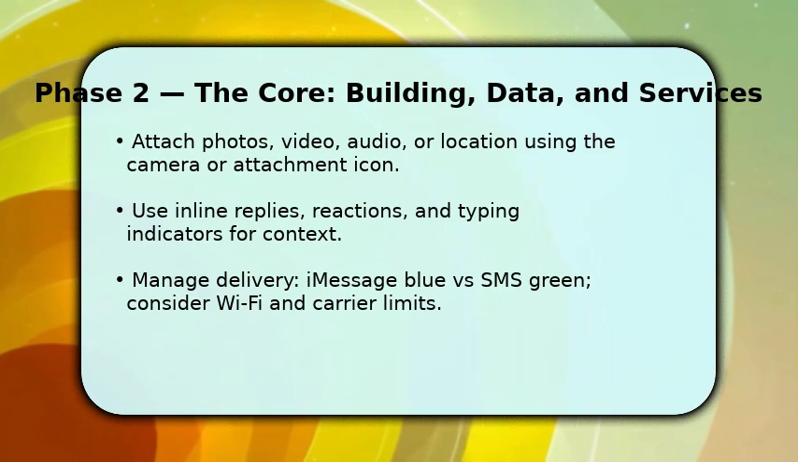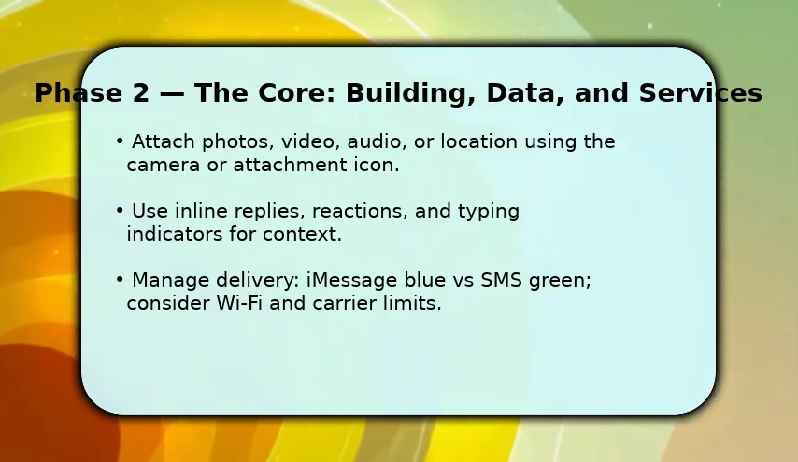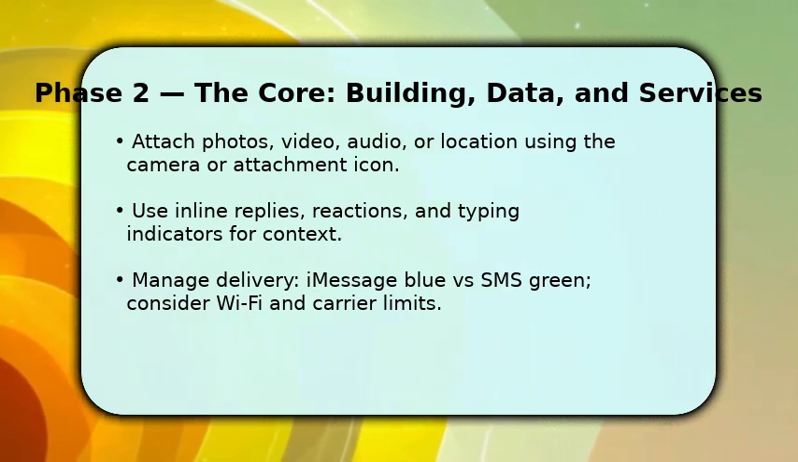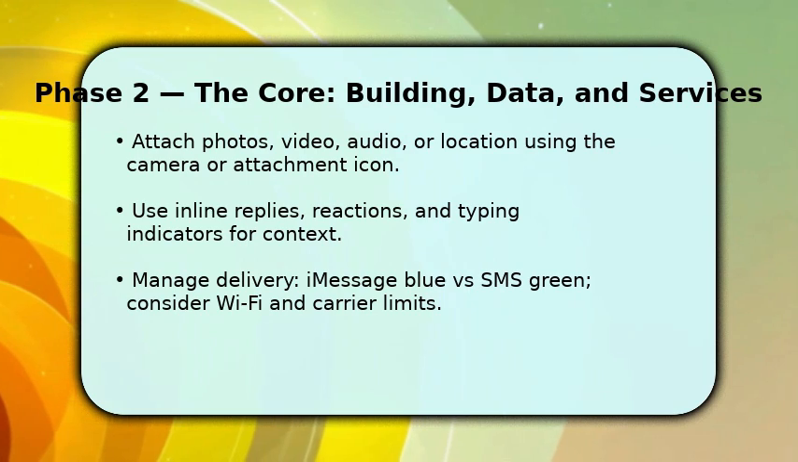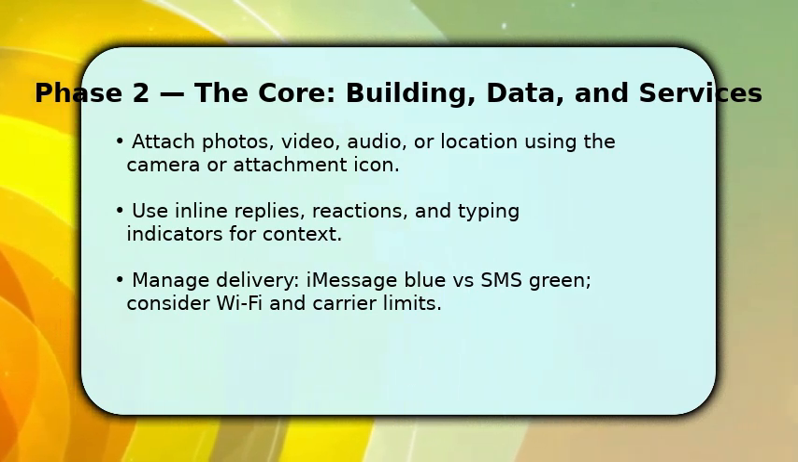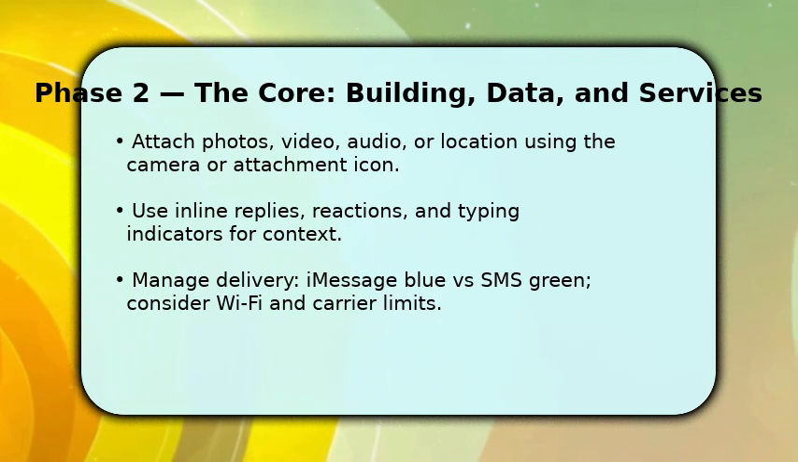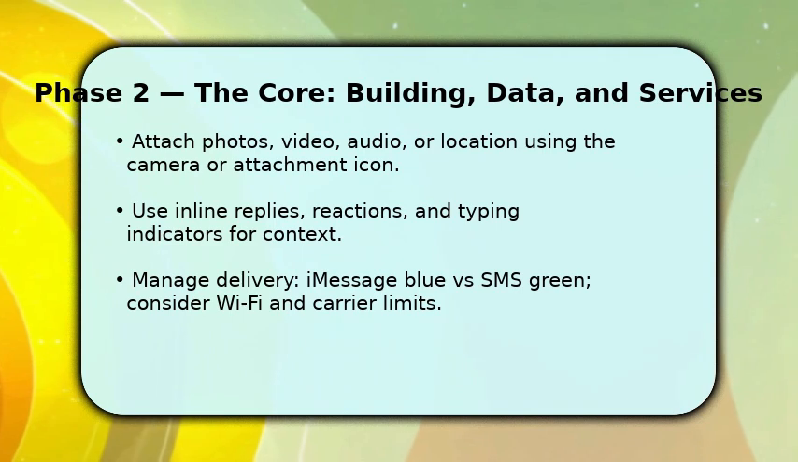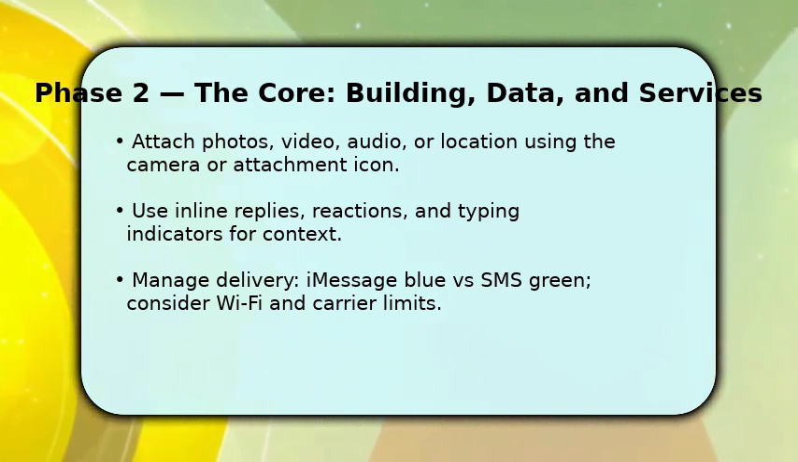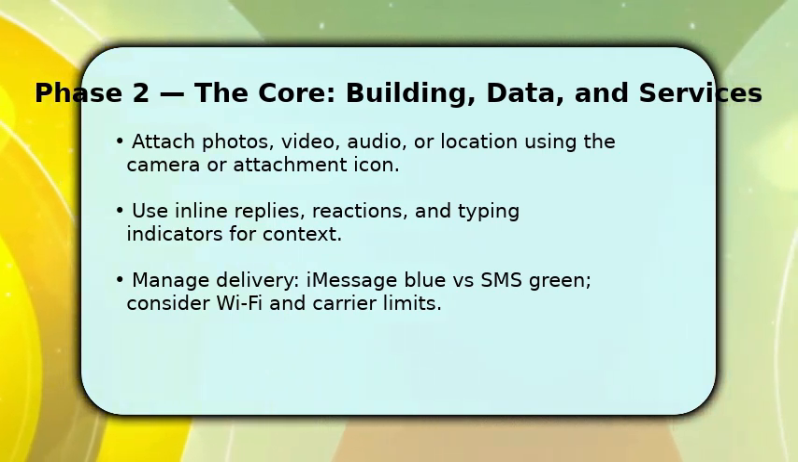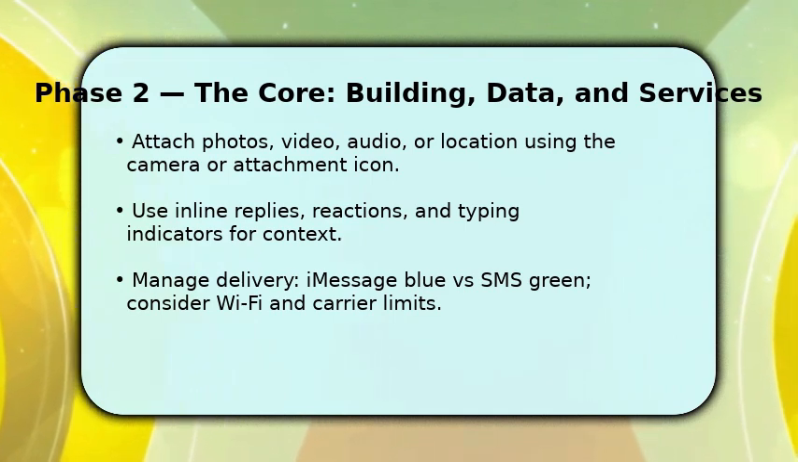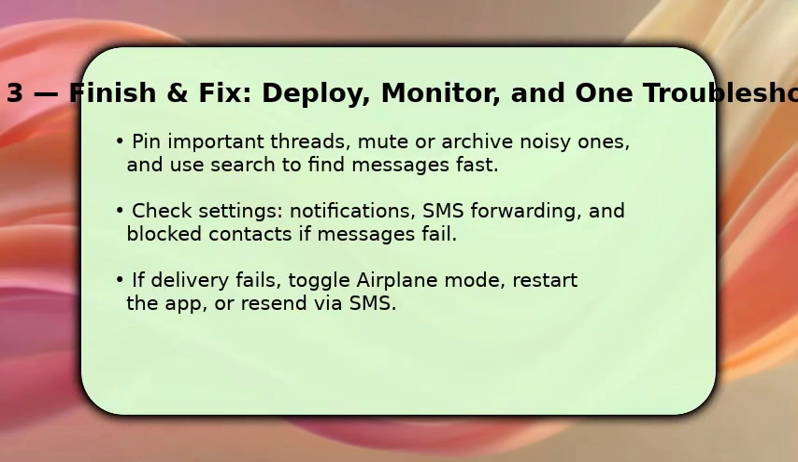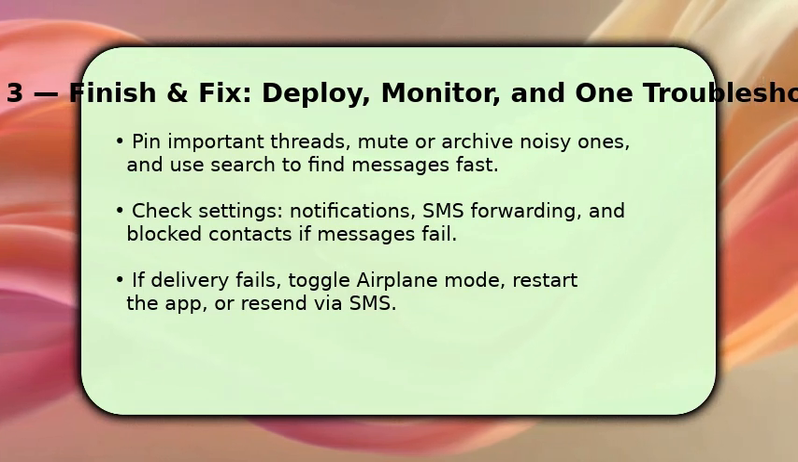Next, add context by attaching media or using inline replies, and this is where conversation quality improves. Tap the camera or attachment icon to add photos, video, or location. You can also record audio messages for clarity. Once sent, use inline replies and reactions to keep things organized, and watch typing indicators to time your responses. Make sure to check whether the bubble is blue or green, because iMessage supports richer features, and SMS may cost or truncate media. Finally, organize threads and resolve common problems so your workflow stays smooth.